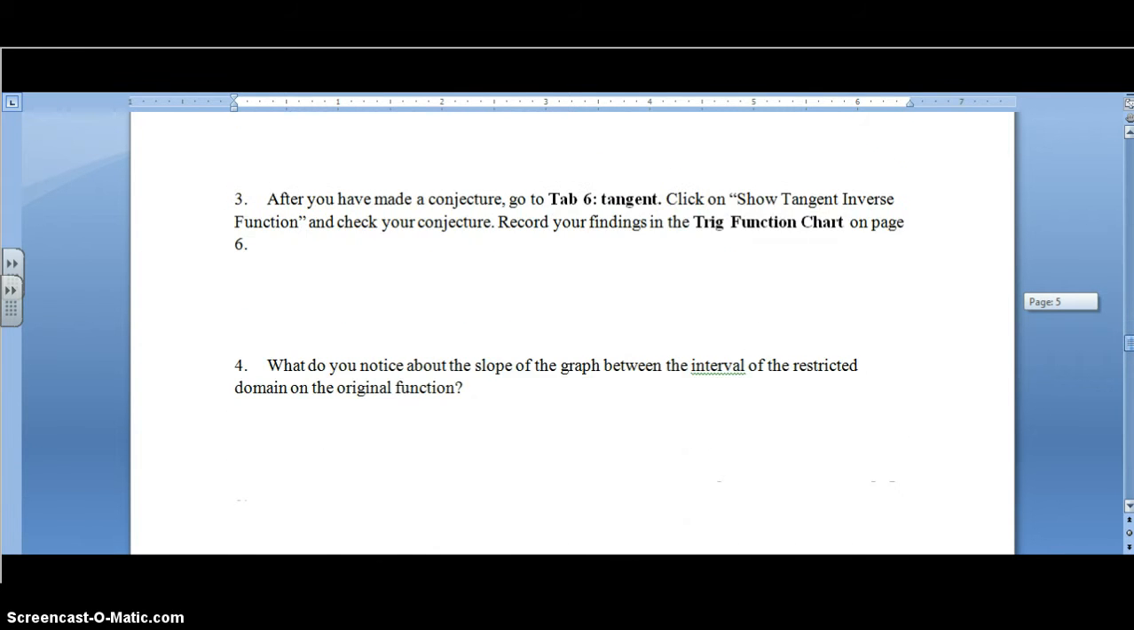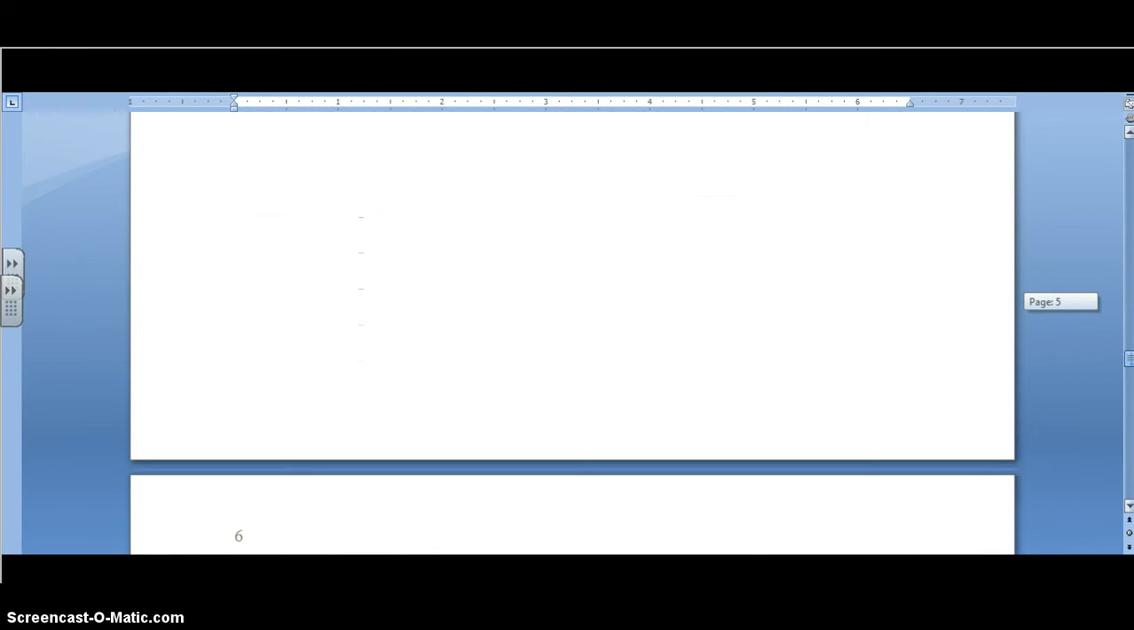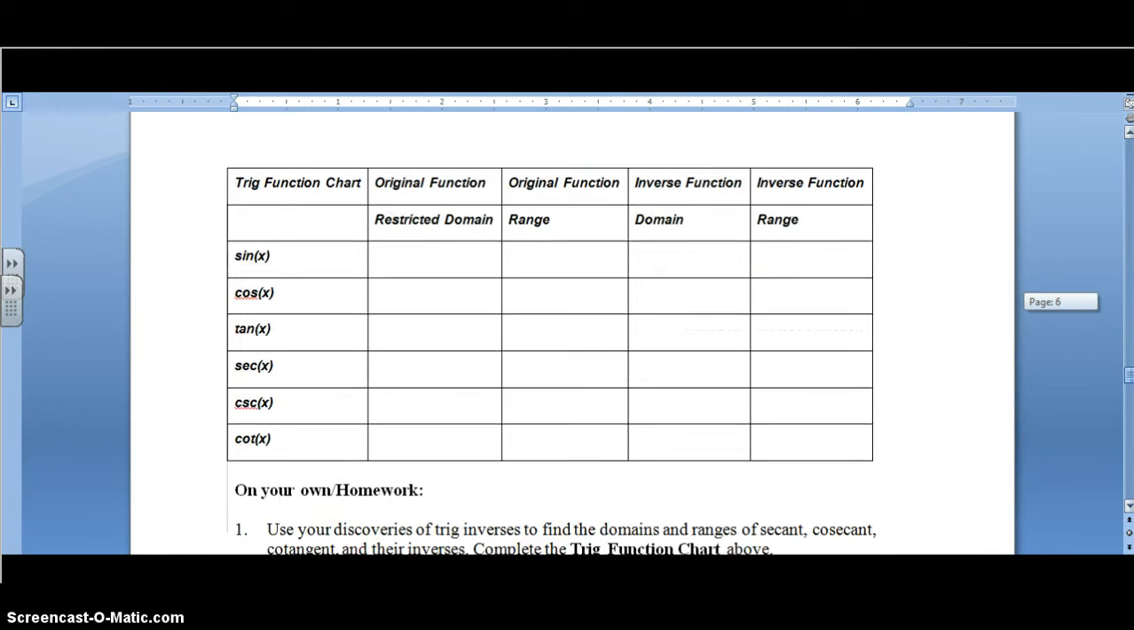So we hope, I'll keep scrolling through this. Here again, here's a chart that they can fill out. And it was cool because when we say switch x and y, you would actually see, when you fill this out, that the domain and range just swap places in the inverse, which is cool.